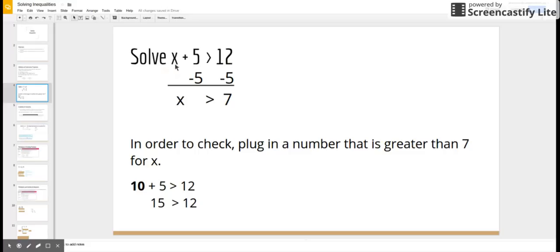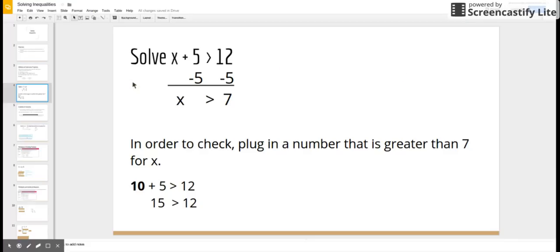How would we get x by itself? Well, you would subtract 5 from both sides, right? Because the opposite of adding 5 is minus 5. And then these 5s cancel out, and you're just left with x is greater than 7. So in order to check, you would plug in a number that is greater than 7 for x. I'm going to use the number 10 just because that's an easy number to play around with. You could use 8, you could use 9, you could use 20. So I'm going to do 10 plus 5 is greater than 12. Once you solve it, you get 15 is greater than 12.